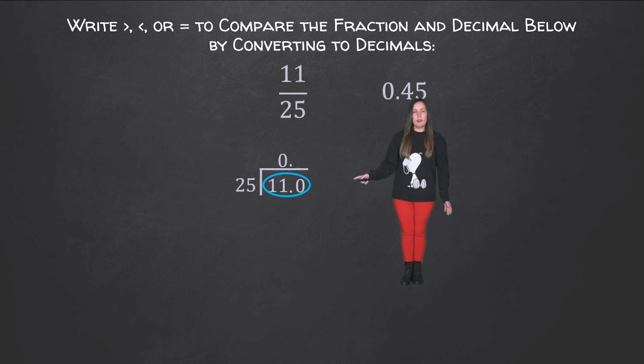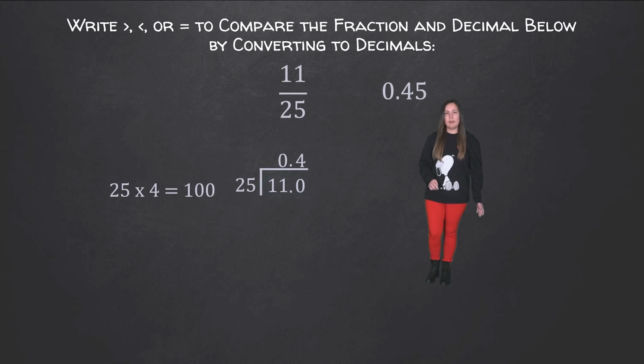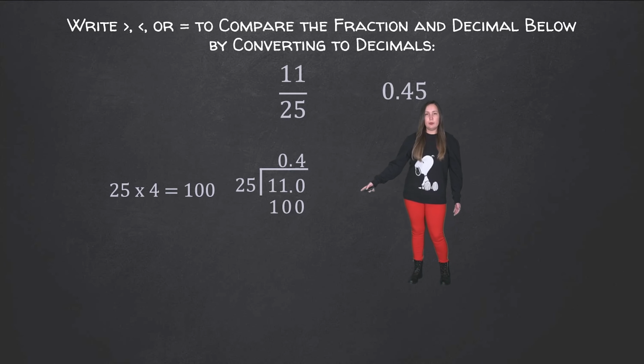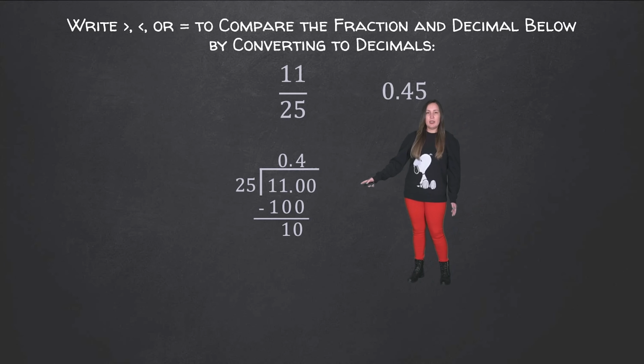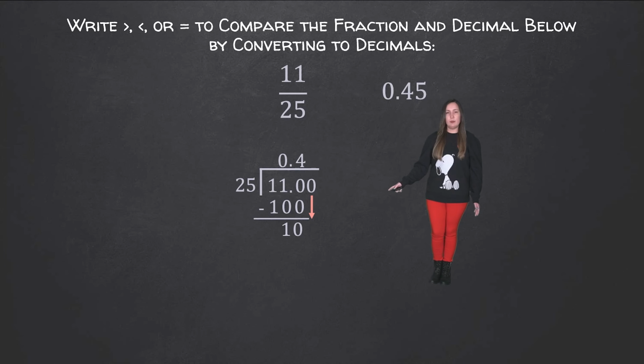So 25 goes into 110 4 times, and that's because 25 times 4 is equal to 100. And that's the closest we could get to 110 without going over. So underneath, we're going to write 100, and then we are going to subtract. 110 minus 100 is 10. So then we're going to add another 0 and bring it down.